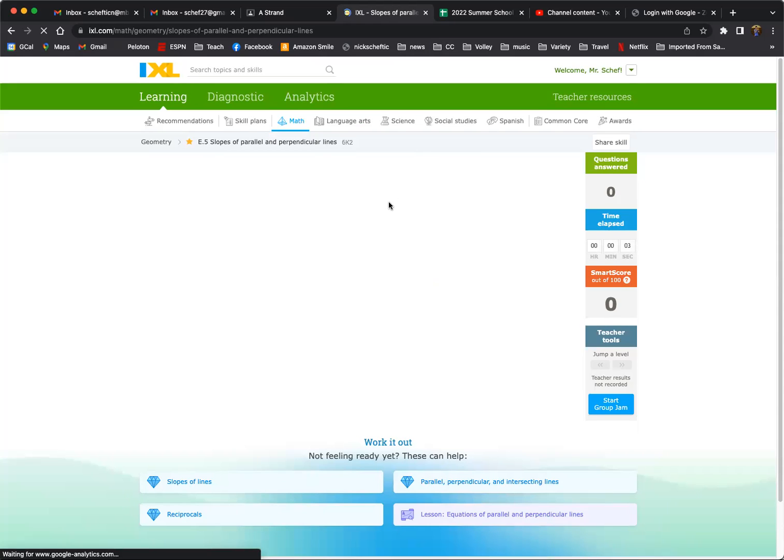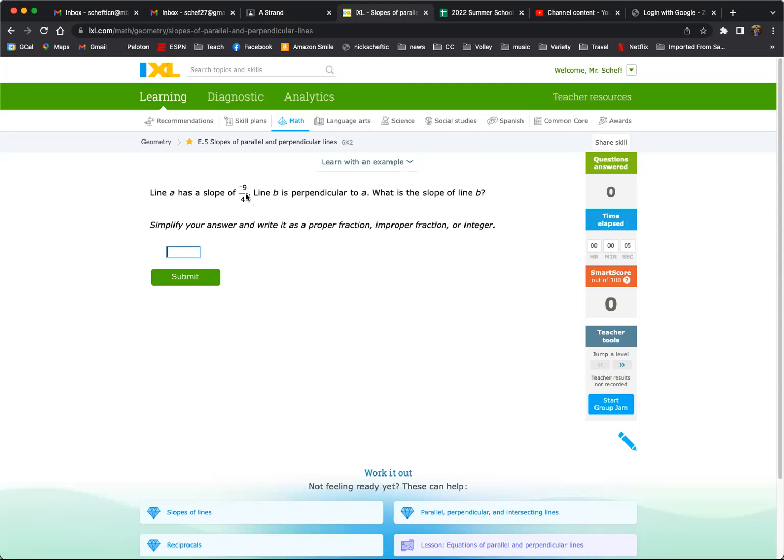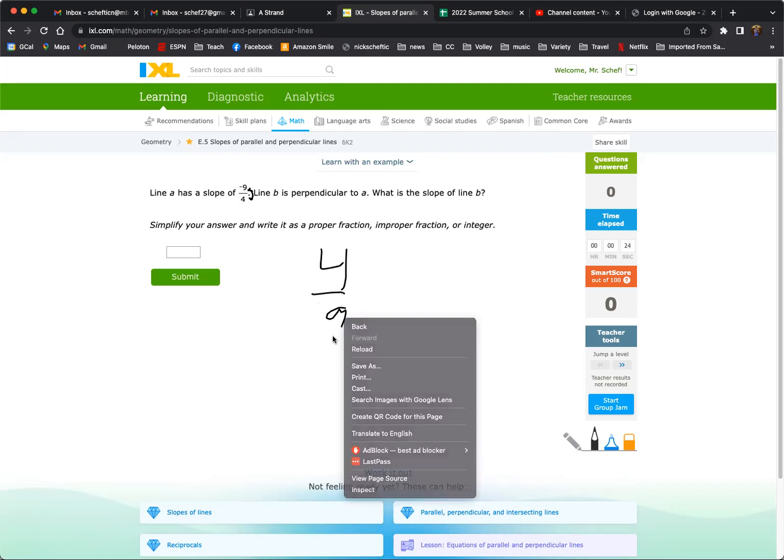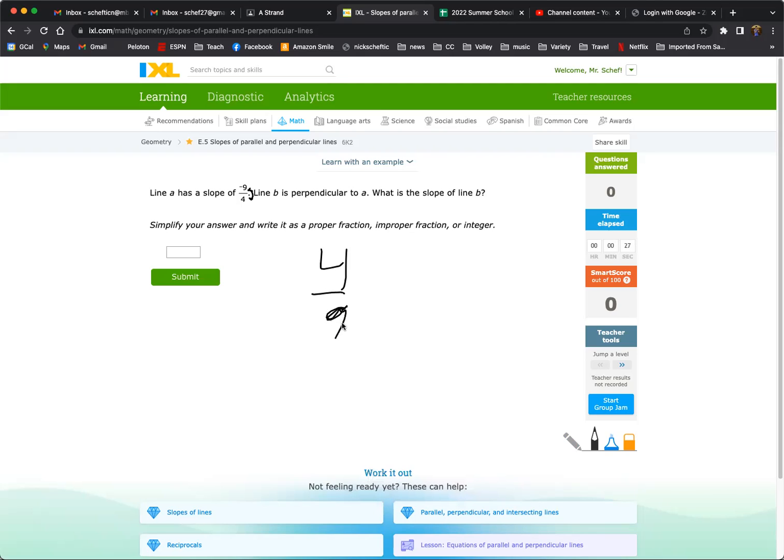If they're perpendicular, we're going to flip our ratio and then change the sign as well. So let me just do that here. This one is perpendicular, so we have to do that right away. These two numbers will flip, and we're changing the sign, so this is going to be 4/9. This is when they're perpendicular.